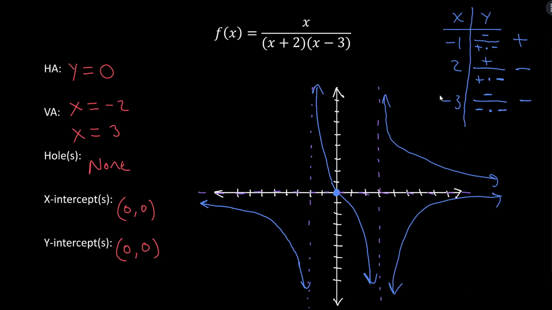So I'm going to plug in, let's see, what did I say again? 4. I'm going to plug in 4. We get a positive in the numerator. We get a positive times a positive. So it's got to be the positive.